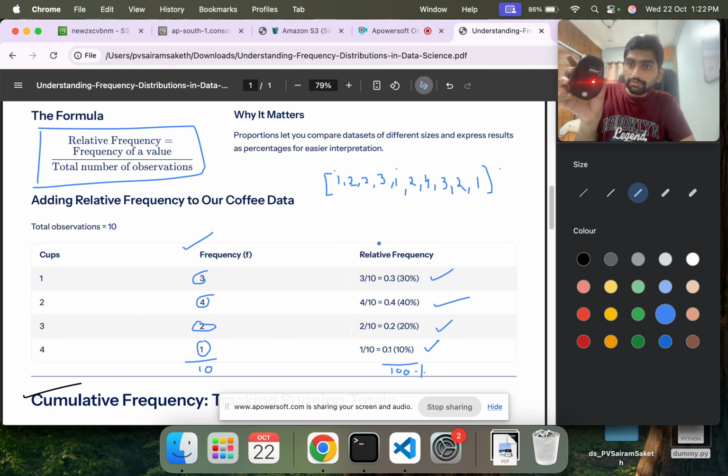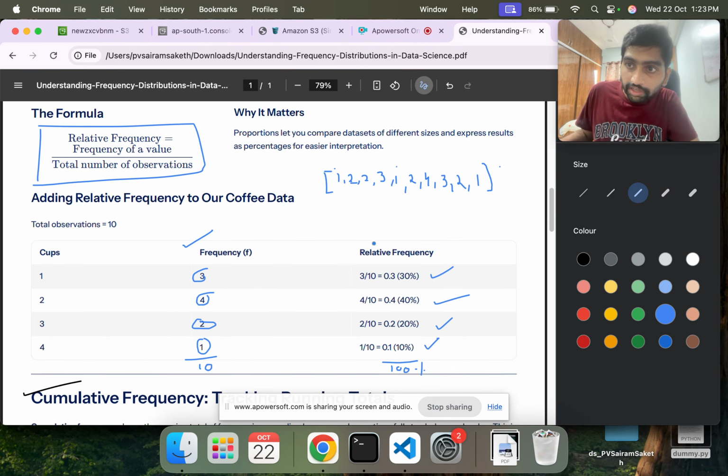So let's say this mouse is there. Let's say 40% of people are using this particular mouse. From this the company will understand that 40% of consumers are using this mouse from our company. So to reach conclusions or make decisions based upon this, you use the concept of relative frequency.